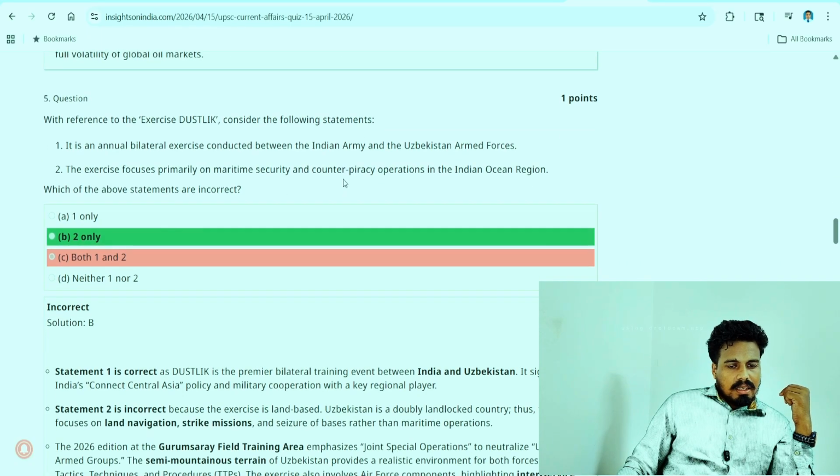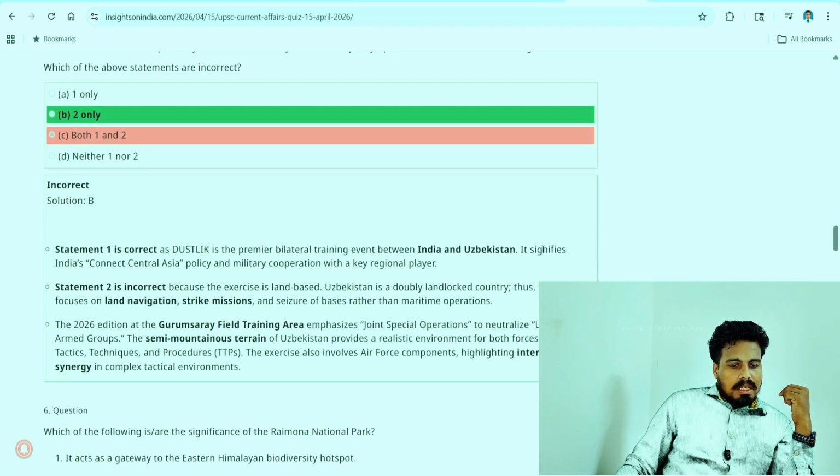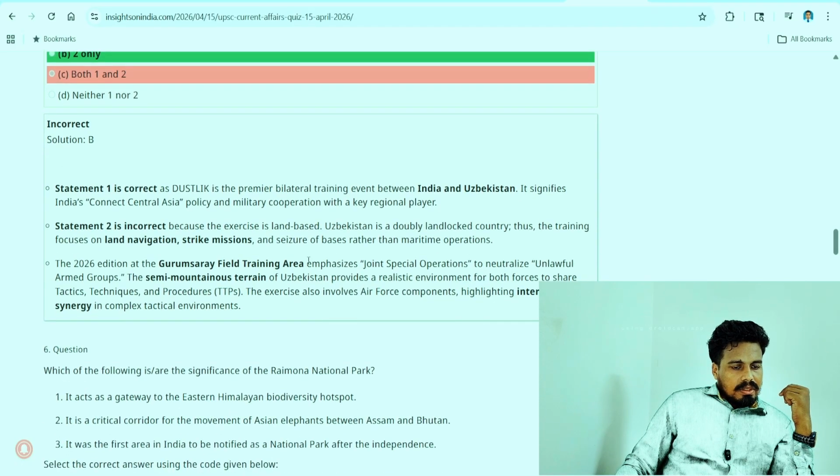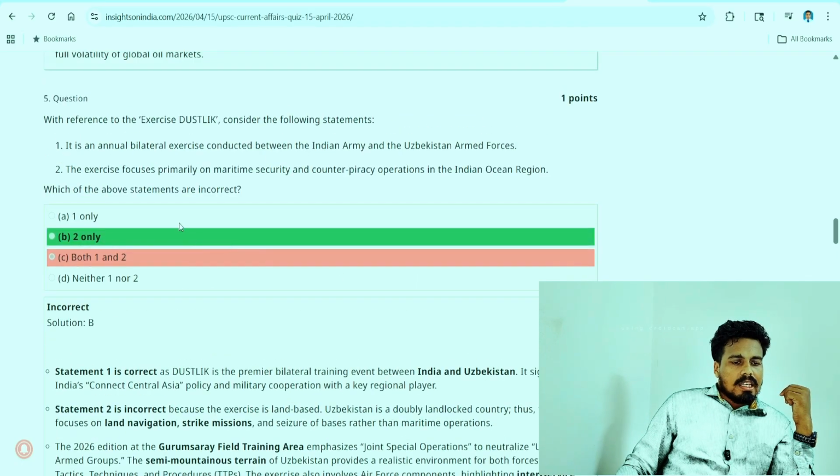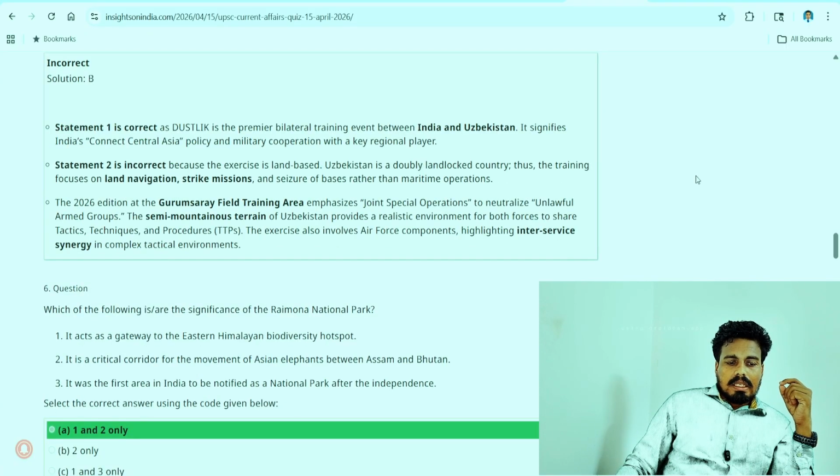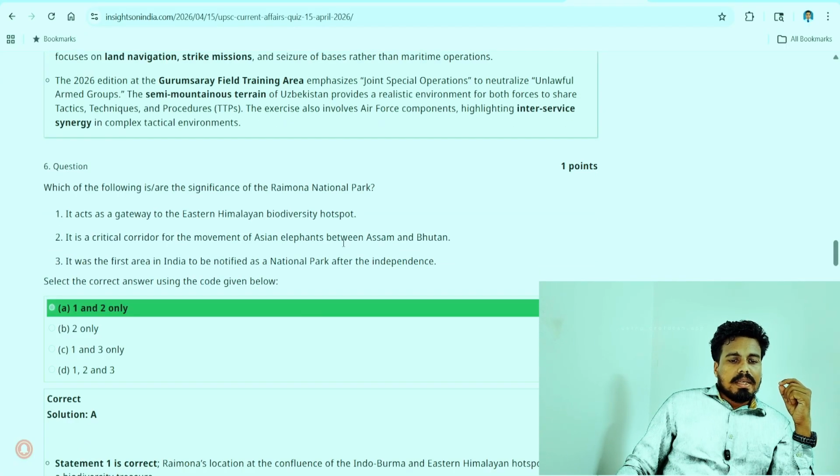So 2 is incorrect. Our analysis was right. So the first one was correct. Uzbekistan. We do have a cooperation with Uzbekistan. So our second analysis was right. Why should, if Uzbekistan is the party, why should we cooperate with them in Indian Ocean region and maritime security? Because they don't have a maritime border. That's why. And the sixth one, we made it right.